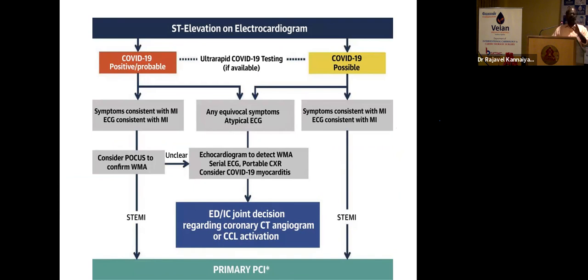You can do a primary PCI, but this can be done only if there is a dedicated COVID cath lab, and with PPE protection, we have to do it with caution. Another thing, if the patient is found to be COVID positive, and we are able to do all these investigations with a rapid antigen test for a suspected patient within 2 hours of duration, we can proceed for a primary PCI with precautions, with the PPE kit.